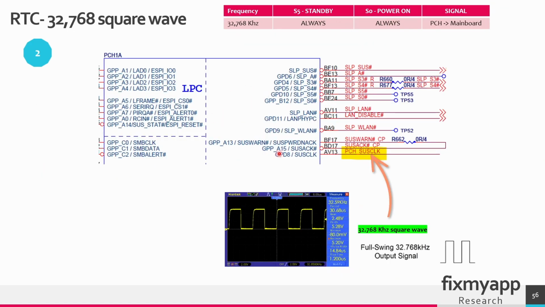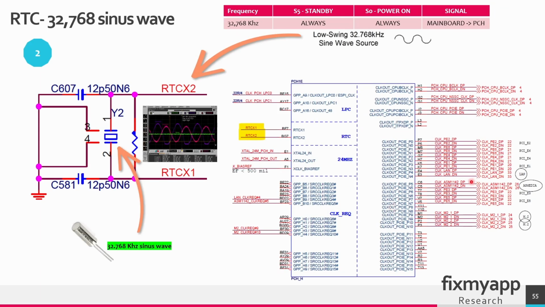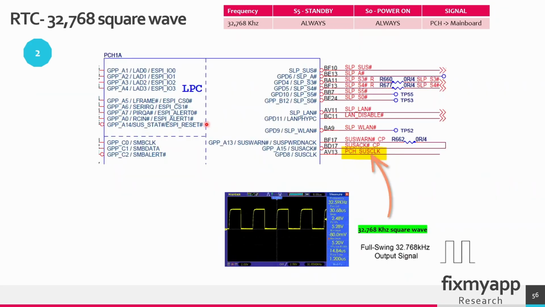In the PCH, there is a pin called PCH suspend clock pin. The suspend clock pin inside the PCH converts the incoming 32.768 kHz sinus wave clock signal into a square wave. This square wave is used for the timing and synchronization. So it will convert the sinus wave that we see here. So this is a sinus wave. It will convert this waveform into a square wave. The actual conversion from sinus wave to the square wave happens in the PCH chip.